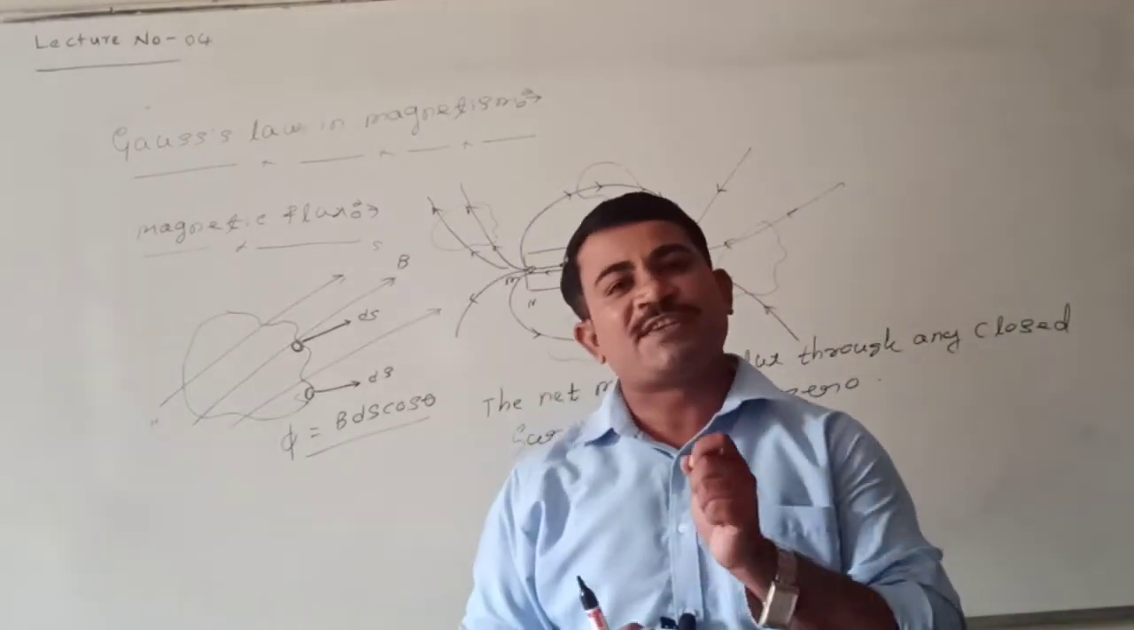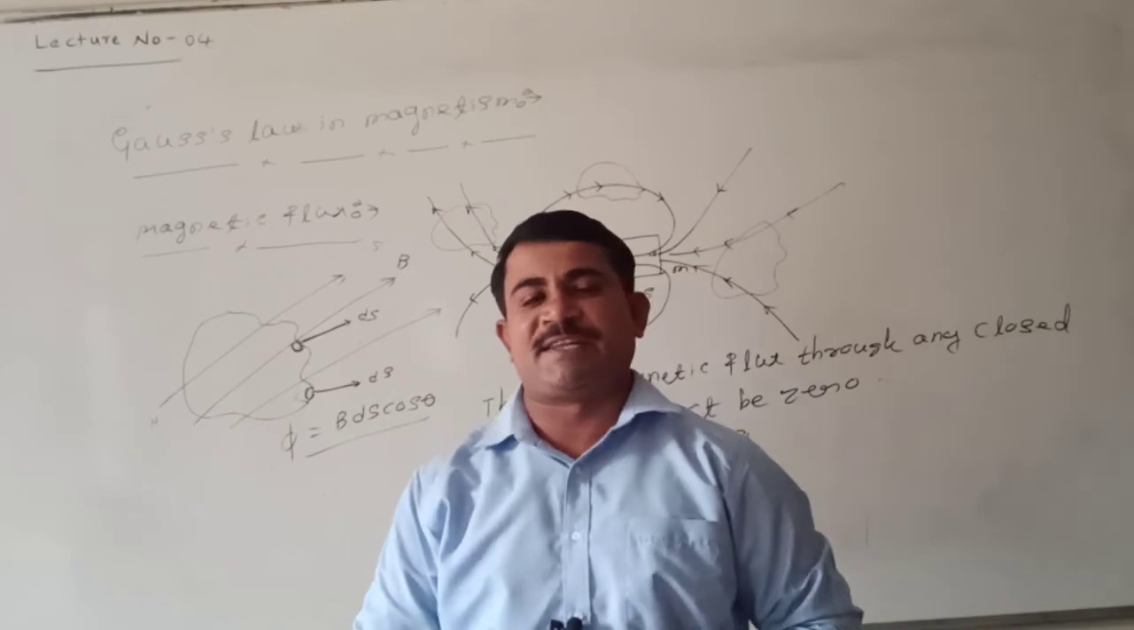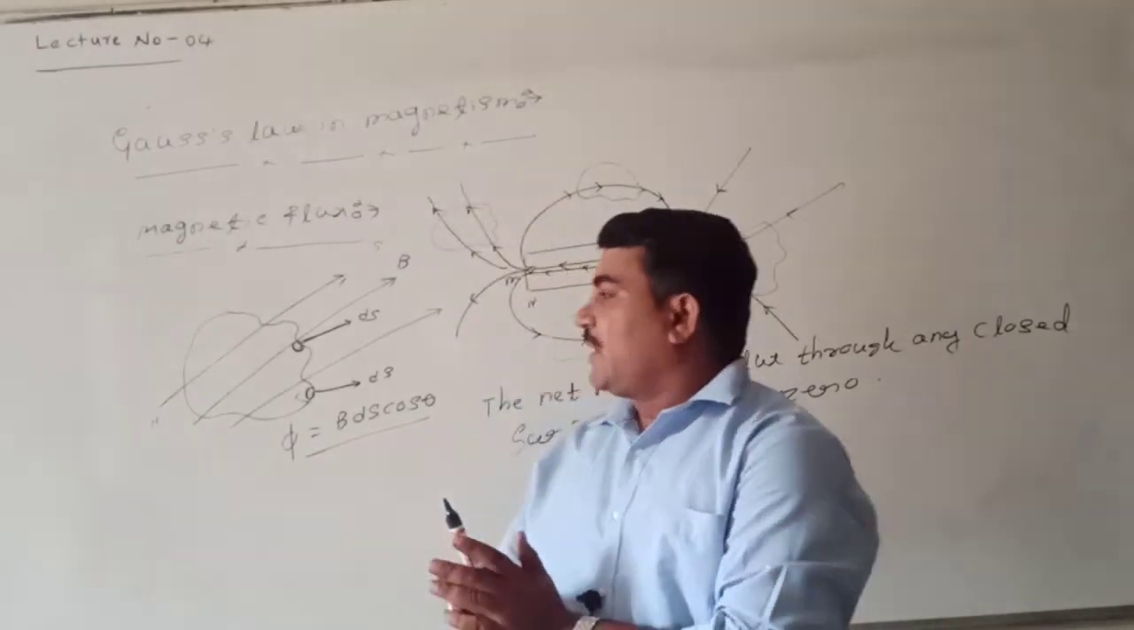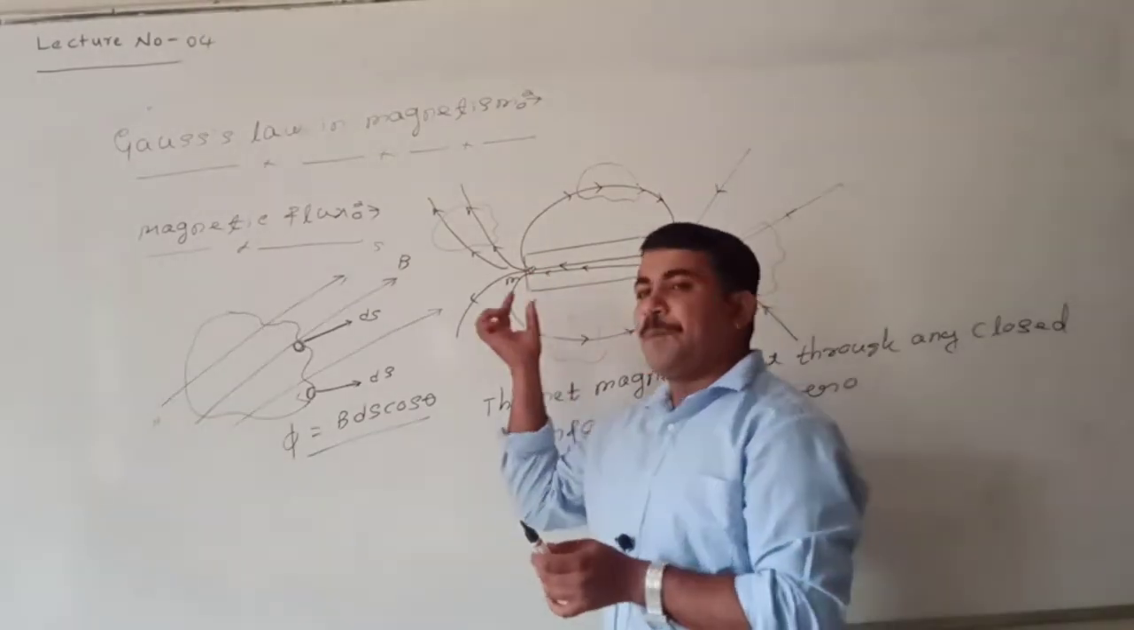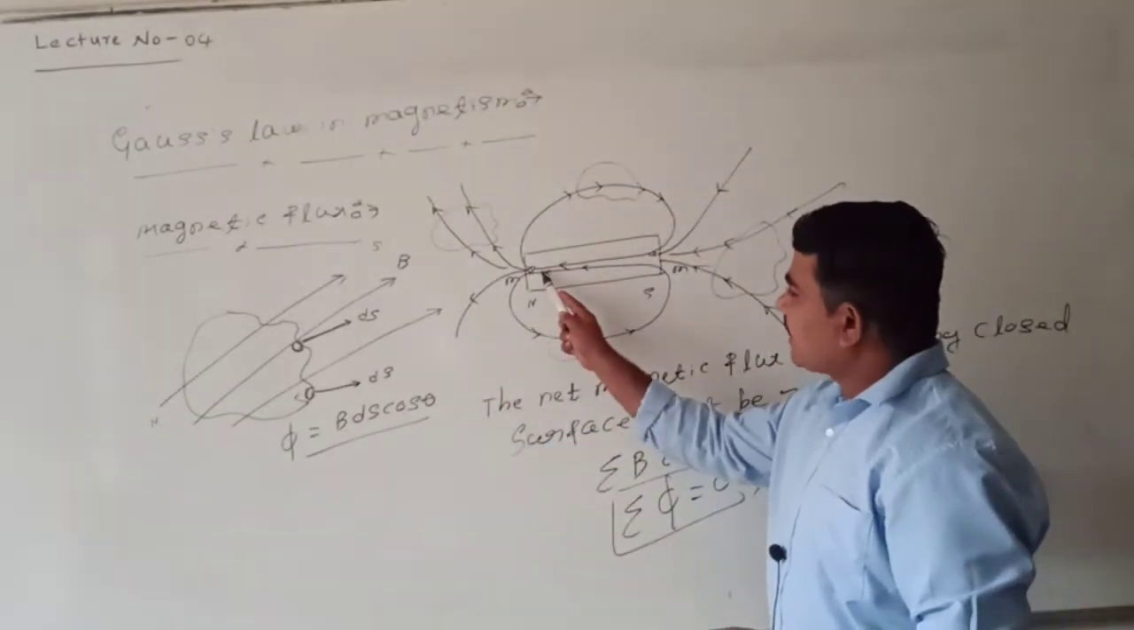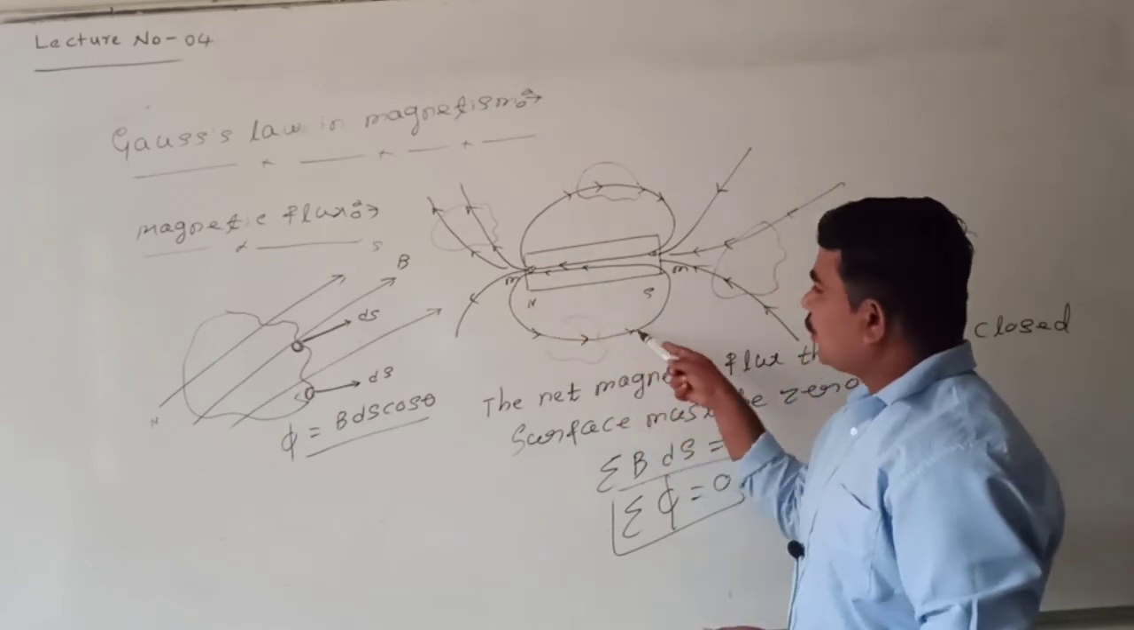Then what is the physical significance of Gauss law of magnetism? The physical significance is that the magnetic monopole does not exist, because these magnetic field lines travel from the north pole to the south pole.